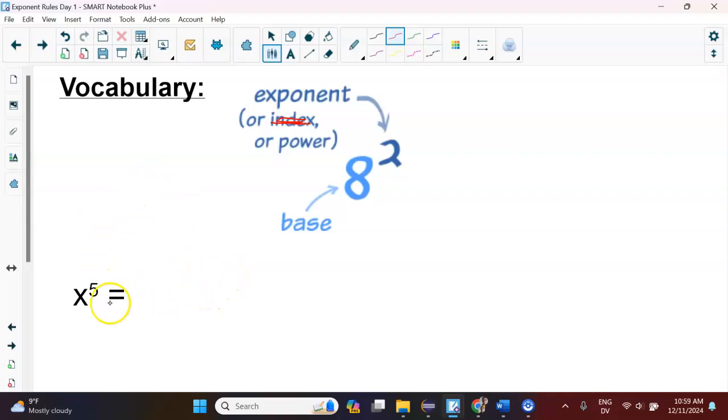All right, and then what it really means when you have x to the fifth is x times x times x times x times x. So you have 5 x's. That's really what it means, right? This one here would mean an 8 times an 8, so it evaluates to 64. Okay, so that's just some review for you about exponents.